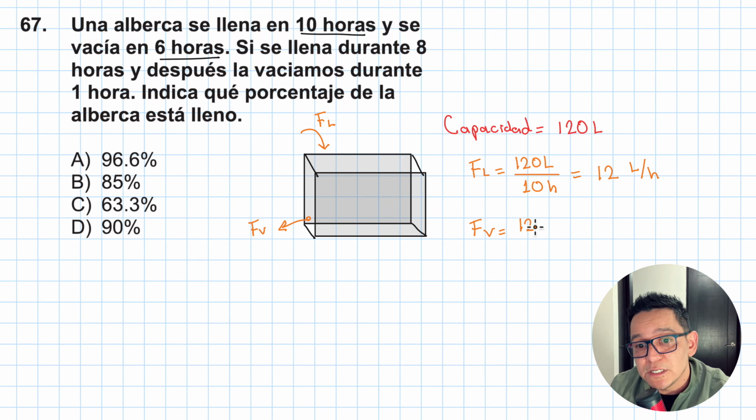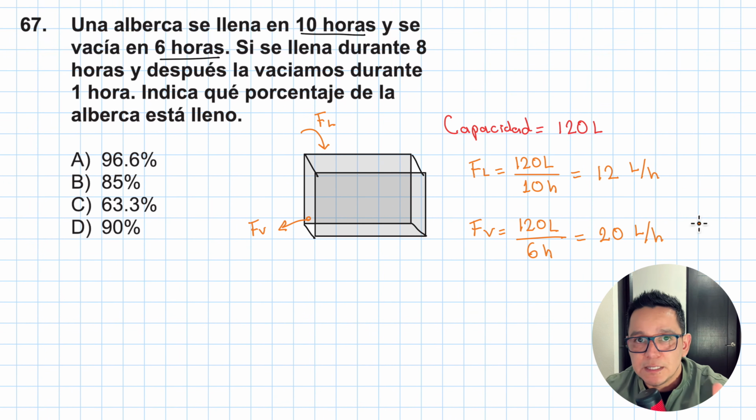So, these 120 liters, which is the total capacity of this pool, I'm going to divide now by what? Well, by the 6 hours it takes to empty. This way, we do the operation 120 divided by 6, and I get 20, right? 20 what? Liters per hour.